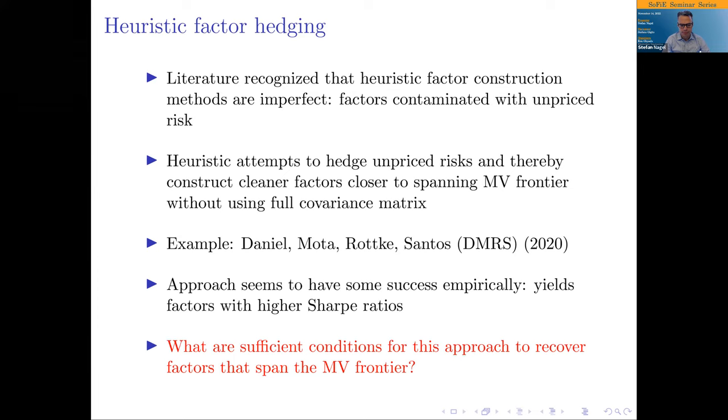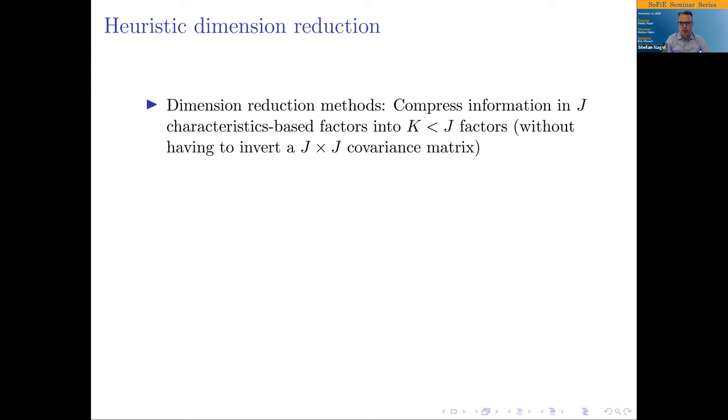And then the third question has to do with dimension reduction. In dimension reduction, one is asking, can we use information in J characteristics and compress this into a smaller number of, just K factors? And again, of course, without having to invert a J by J covariance matrix.